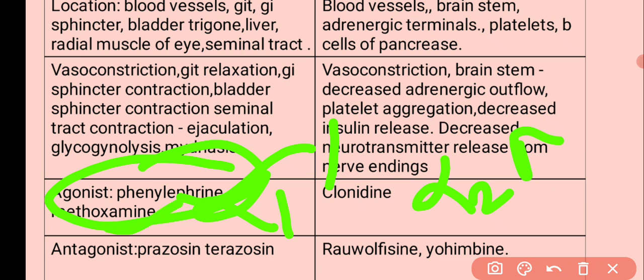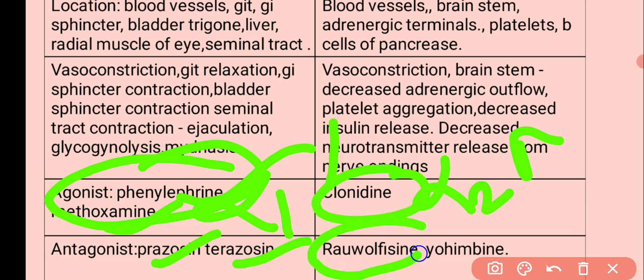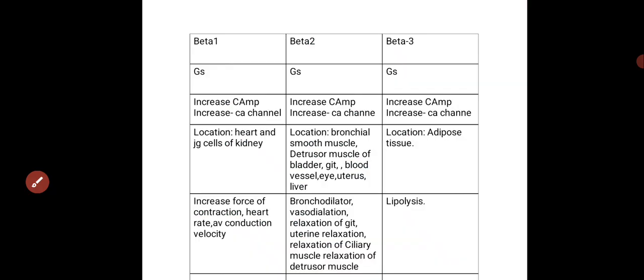So what are the selective antagonists? Prazosin and terazosin. The selective agonist for the alpha 2 receptors is clonidine. Selective antagonists are rauwolscine and yohimbine. So this is all regarding the alpha receptors. Then we'll continue with the beta receptors.